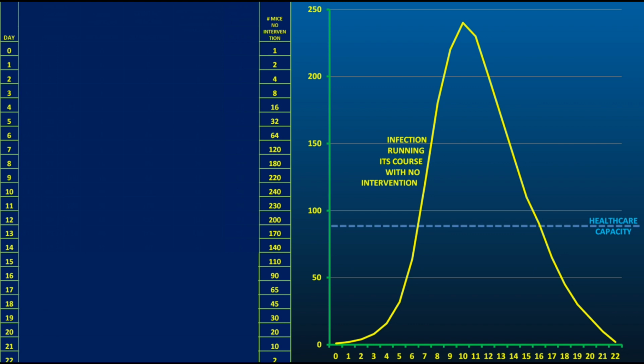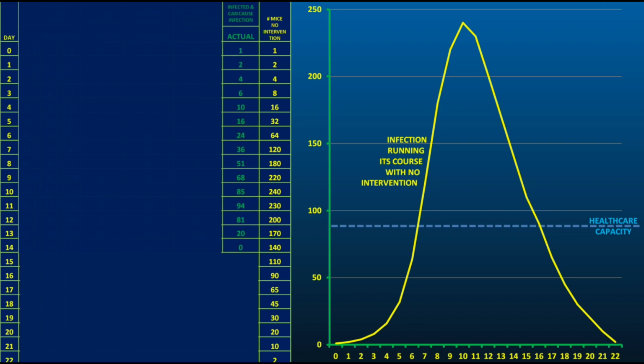Now we will graph out the data of the contained infection, using the numbers in this column, which records the number of infected mice actually present in the population at any given day during the course of the infection. And if you haven't noticed already, the infection course has shortened, only occurring from day 0 to day 14. And when graphing, we get this green epicurve.